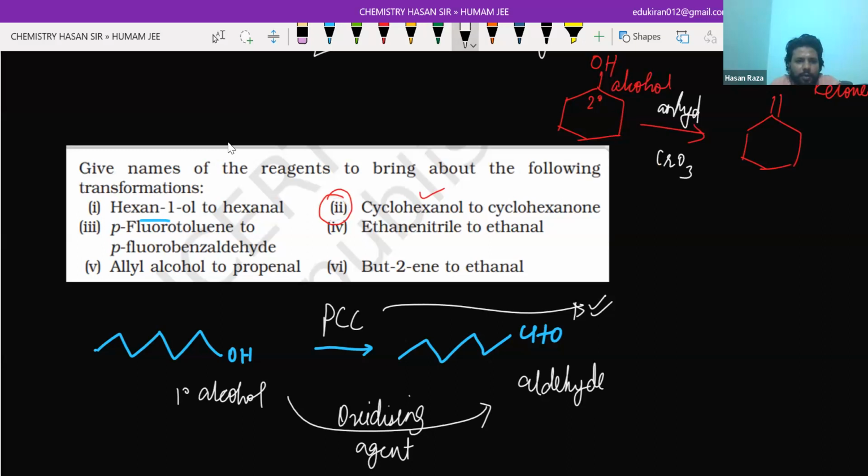Do the rest. If you're not able to do or not able to remember the reagents, just let me know, I will explain it. The reagents, you have to remember them. Very important. The reagent changes the product. If you have kept the reactant the same and change the reagent, the product will also change.